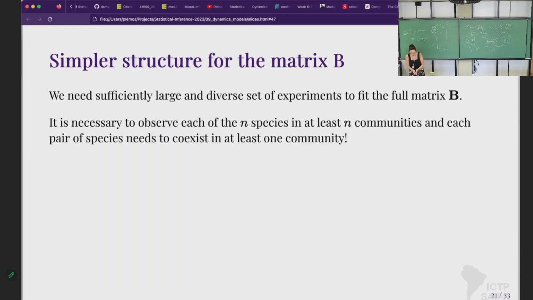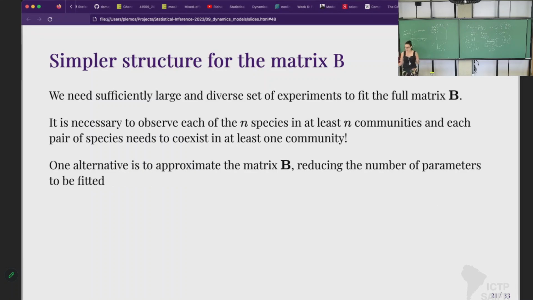And then in here, you see that you're doing all these experiments with only four species and you're fitting 16 parameters. So those are really hard constraints, and it's hard to get this kind of data. It's hard to perform all these experiments. So can we do something more than trying to fit this full matrix? One of the alternatives is we can try to approximate this B matrix and have a simpler structure of this matrix that reduces the number of parameters that we want to fit.